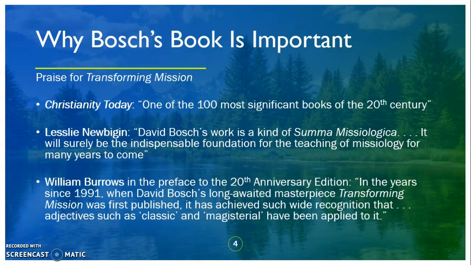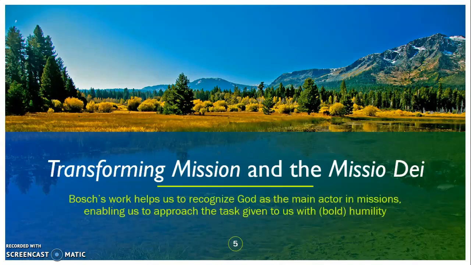And then we have a quote from William Burrows, who in the preface to the 20th anniversary edition writes, in the years since 1991, when David Bosch's long-awaited masterpiece Transforming Mission was first published, it has achieved such wide recognition that adjectives such as classic and magisterial have been applied to it.